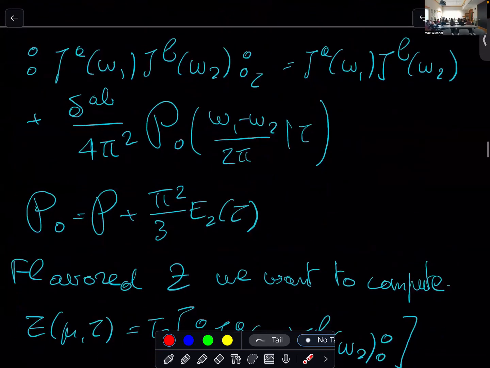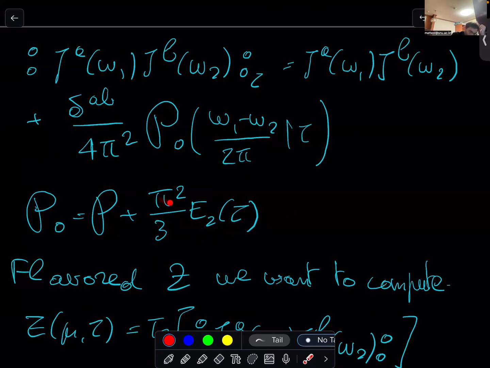Can you ask what is the P? Oh, you're saying, right? Okay. P is the Weierstrass function. And so here I just have the usual one, which is P plus a piece.